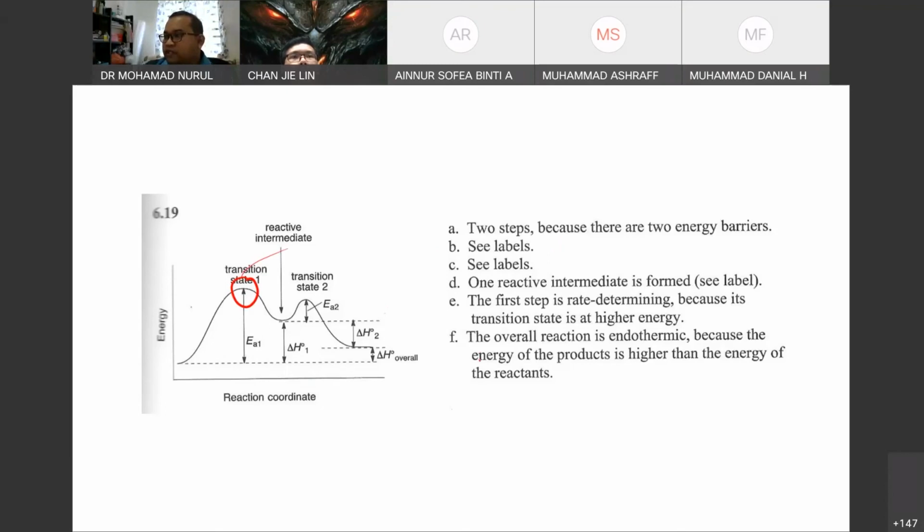So F, the overall reaction is endothermic, okay, because the energy of the product is higher than the energy of the reactants. Okay, so it depends on delta H overall to determine whether the overall reaction is endothermic or exothermic. Again, don't forget to label all the axes, okay.